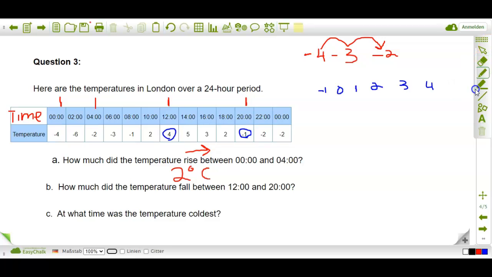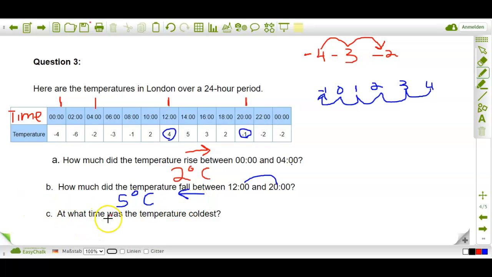Now how much did the temperature drop? Since there is a drop in temperature, we would have to move left. So we move 1, 2, 3, 4, 5 places to the left. So the drop in temperature between 1200 hours and 2000 hours is 5 degrees Celsius. That's a drop in temperature between 1200 hours and 2000 hours.